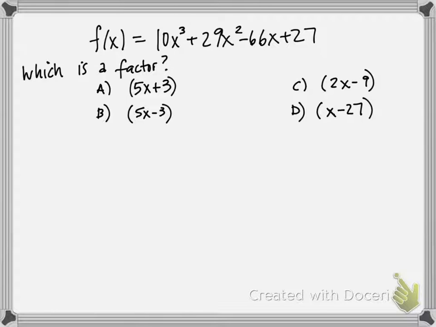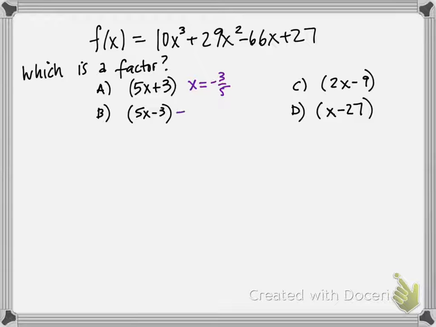We're given a polynomial and we're asked which is a factor. So if we're given the factors, I can find the roots by setting each of these equal to 0. If I set this equal to 0 and solve for x, I would get negative 3/5. So the first root would be negative 3/5 if the factor is 5x plus 3.